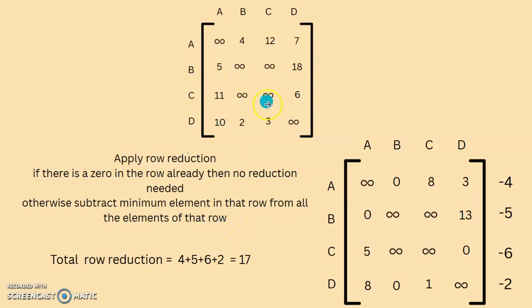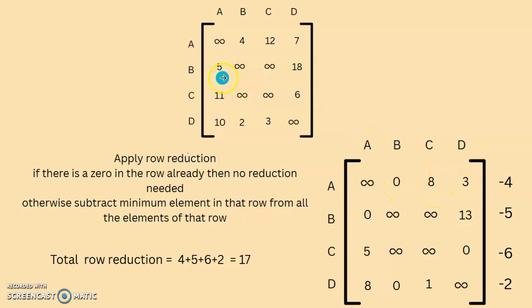So now this is the adjacency matrix. You refer to the first row. There is no 0 in the first row, so we have to apply row reduction. What is the minimum element here? 4. So you subtract 4 from all the elements in that row only. We have to listen carefully. This is applied only for this row. So if you subtract 4, this will become 0, 12 minus 4 is 8, and 7 minus 4 is 3.